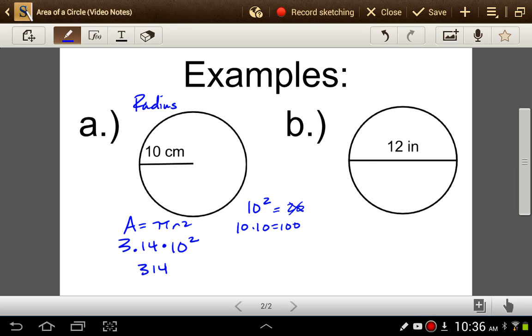Since this is area, my units for area are always squared, so it's 314 centimeters squared. And the reason it's squared is because I'm squaring that radius. Okay, and that is my final answer, 314 centimeters squared.